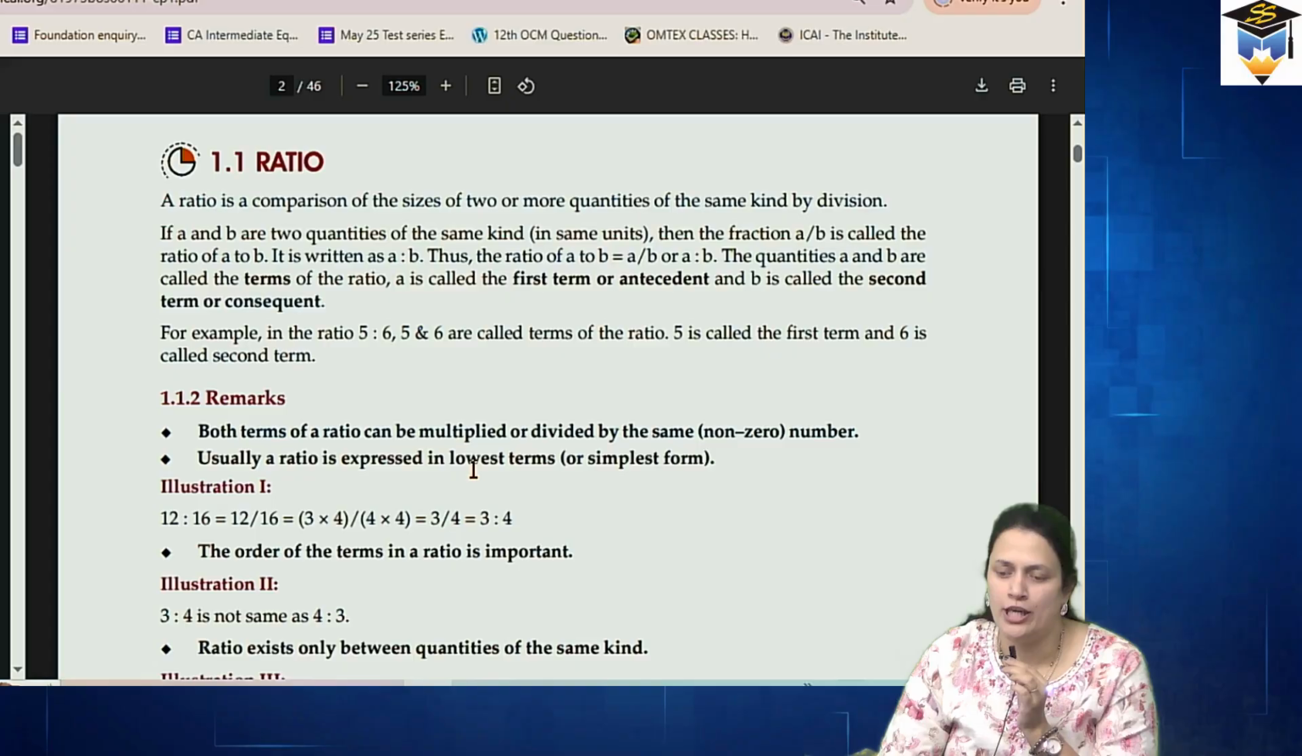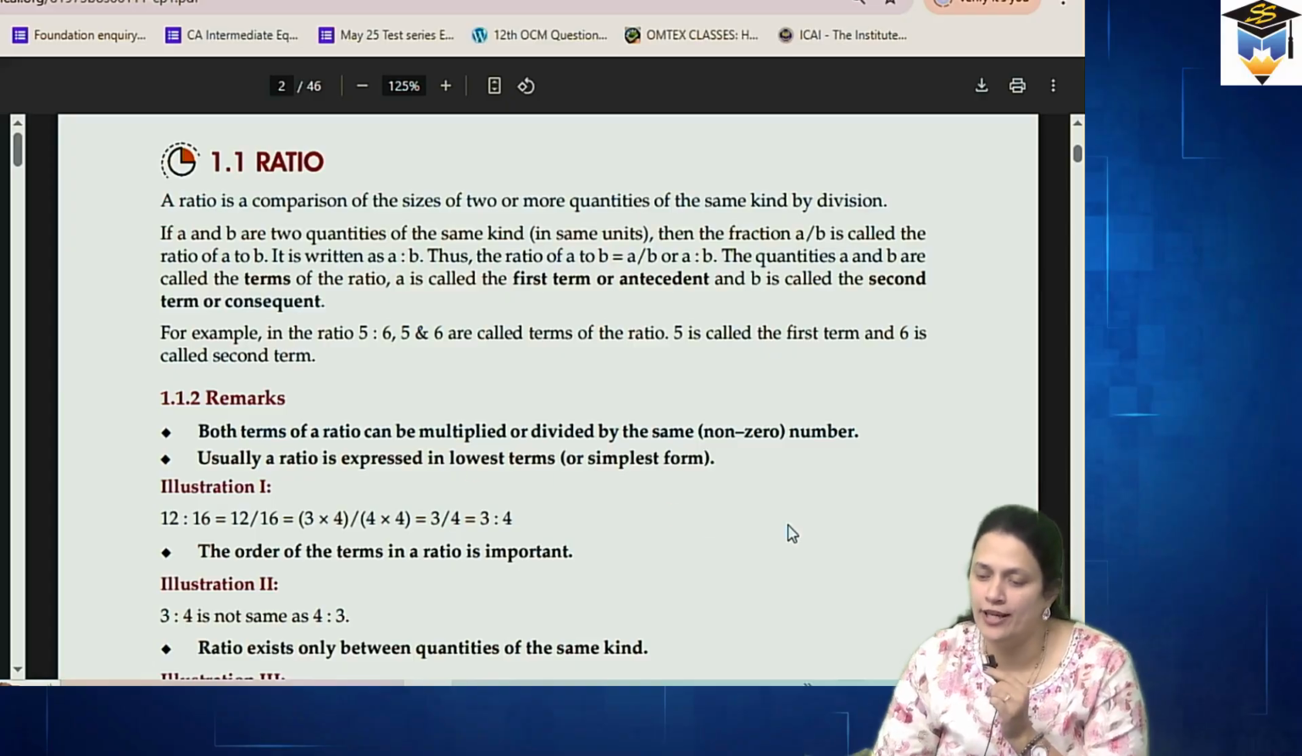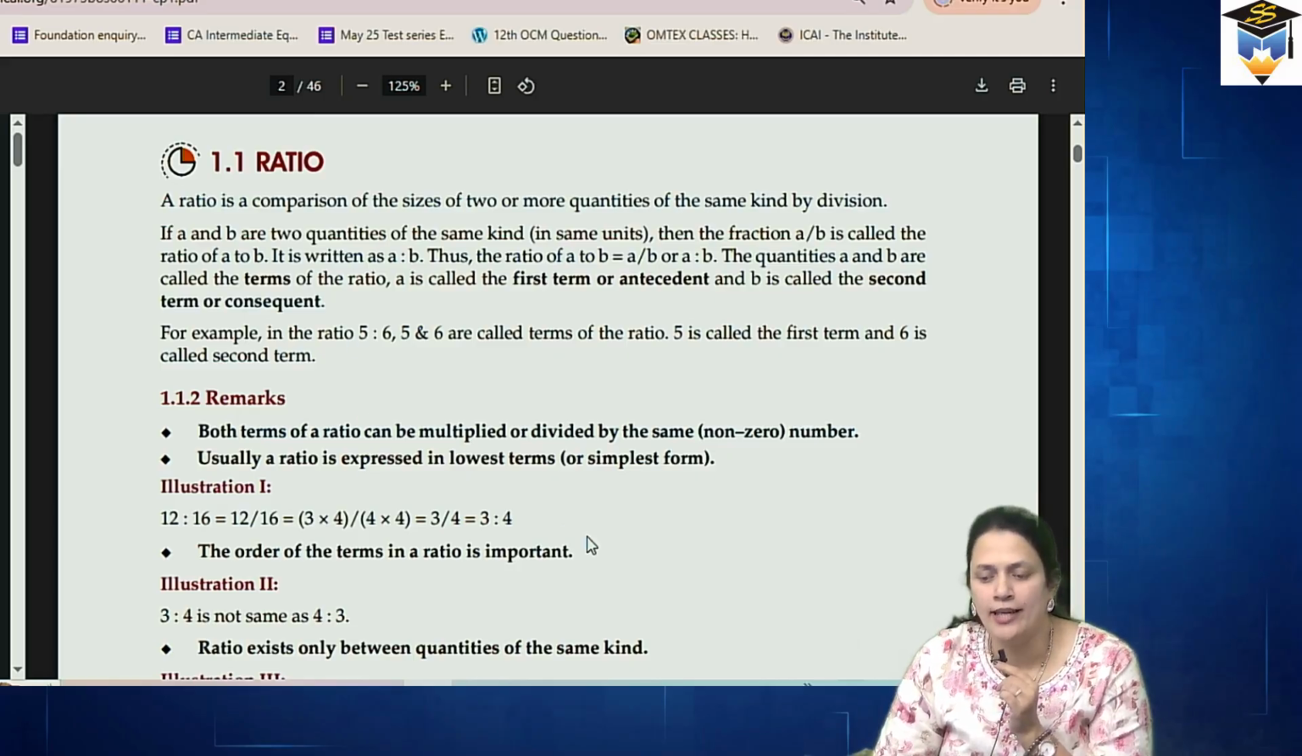Both terms of a ratio can be multiplied or divided by the same non-zero number. Usually a ratio is expressed in lower terms or simplest form. And the order of the terms in a ratio is very, very important.